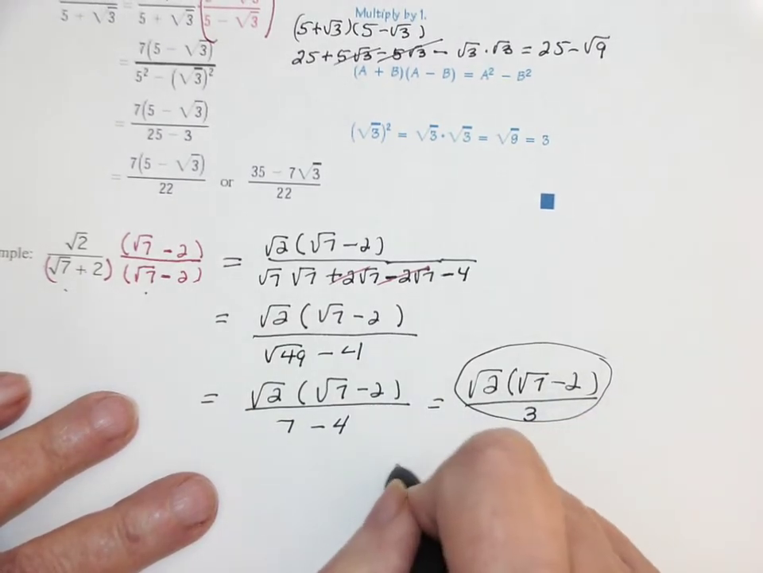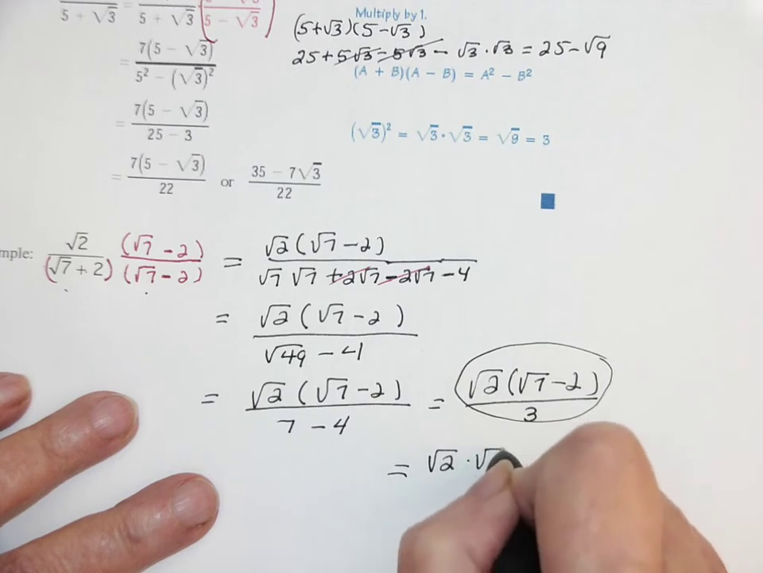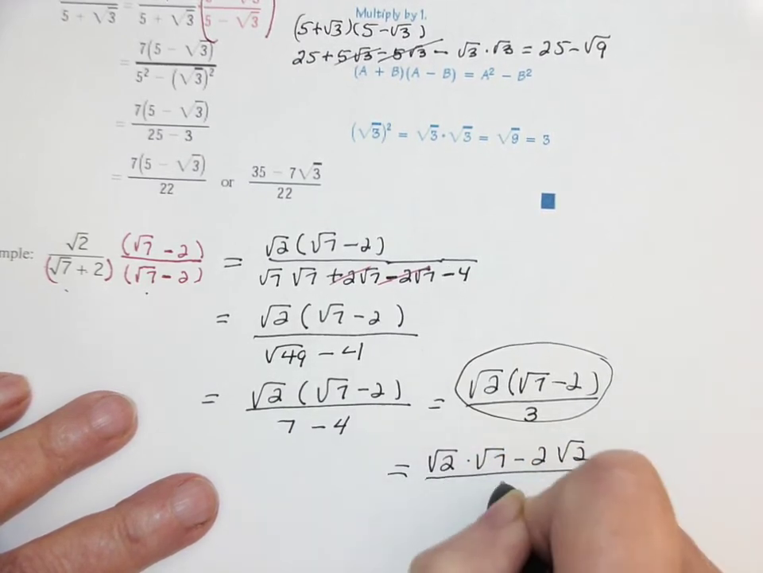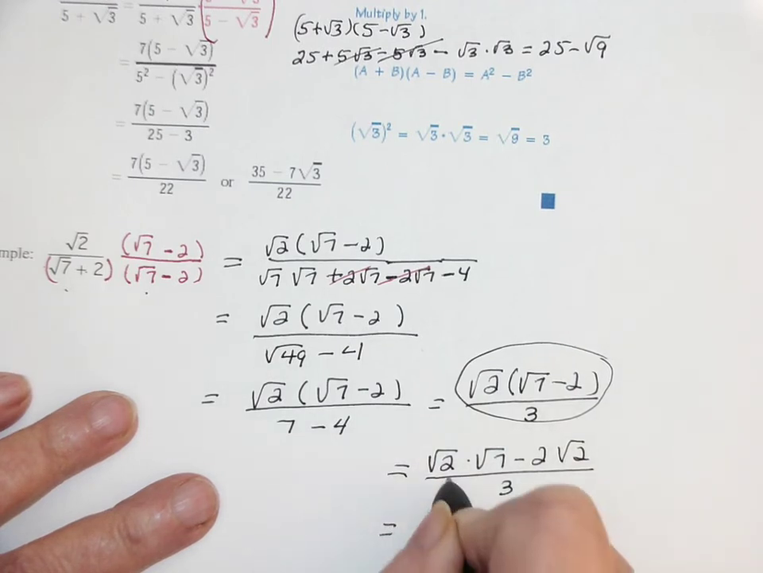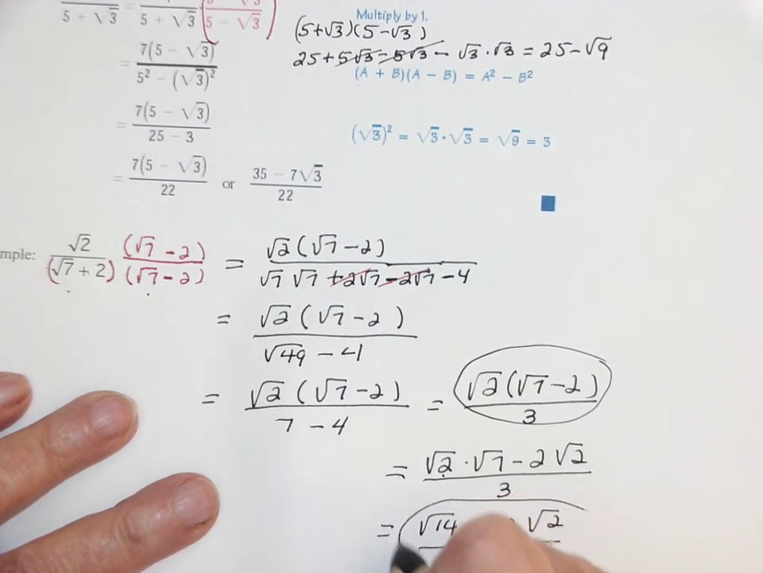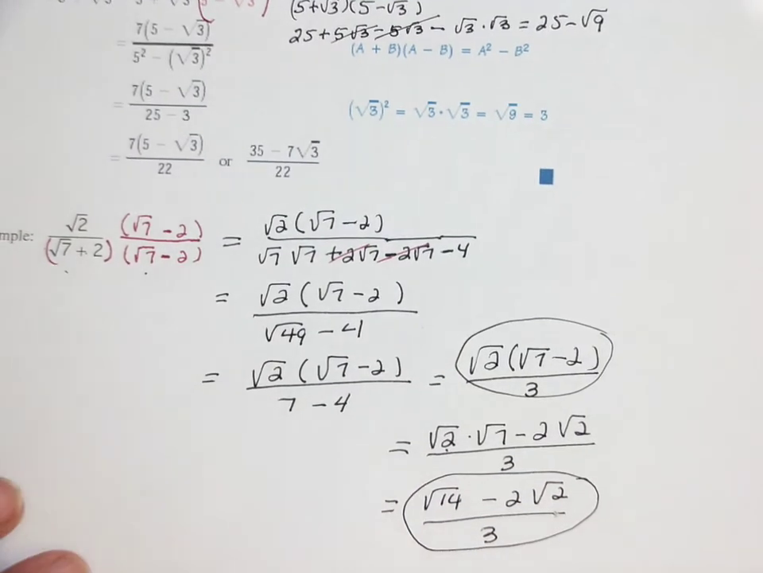You can multiply the square root of 2 through, so it's the square root of 2 times the square root of 7, minus 2 square roots of 2, all over 3. The square root of 2 times the square root of 7 is the square root of 14, minus 2 square roots of 2, all over 3. That would be another alternative answer. Either one would be fine, depending upon what you're going to do with it.